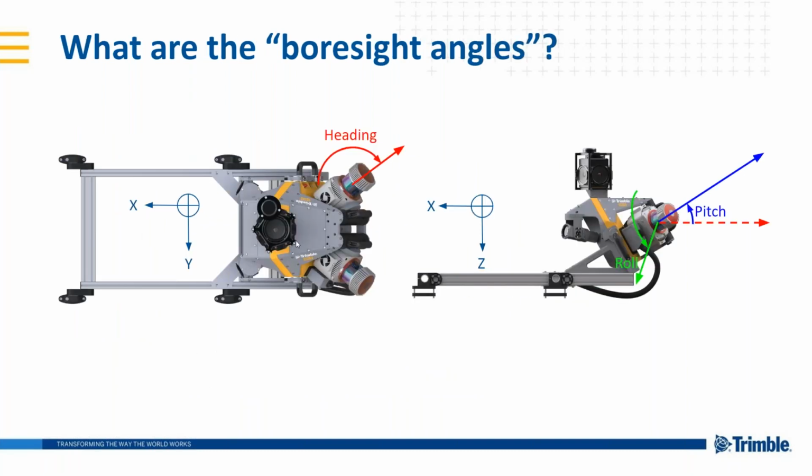So you might ask, what are the boresight angles? It's maybe a little bit strange word. It's simply the heading, roll, and pitch angles of the laser scanner in regards to the internal coordinate system of the MX9. So heading is simply seen on the left and pitch and roll on the right.